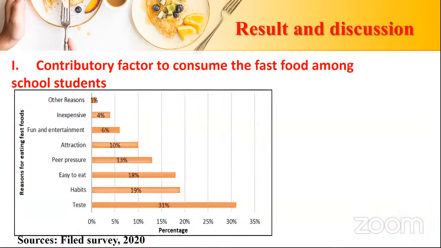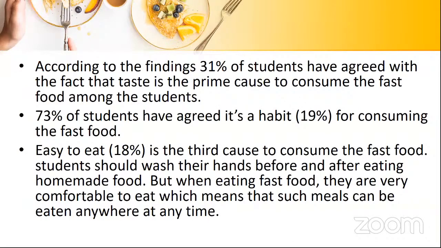Now the most valuable part of this presentation: results and discussion. According to the findings, 31% of students agreed that taste is the prime cause to consume fast food among the students. 73% of students agreed it is a habit for consuming fast food. Easy to eat is the third cause of consuming fast food.